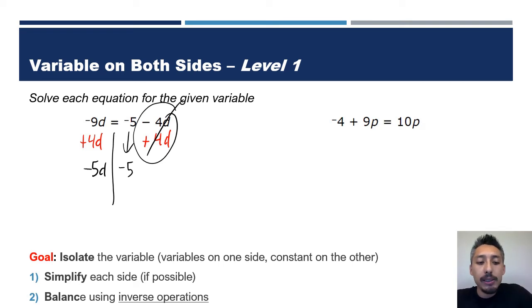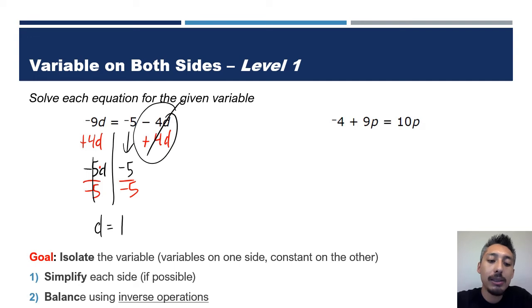Again, we're trying to get d by itself. We know that this says -5 times d. So to get rid of that -5, we're going to use division. Divide by -5. And whatever we do to one side, we do the same thing to the other side. -5 and -5, that cancels out. We have d is equal to -5 divided by -5. That's a +1. So d is equal to +1 for this first example.